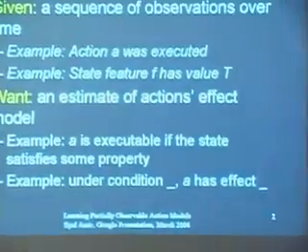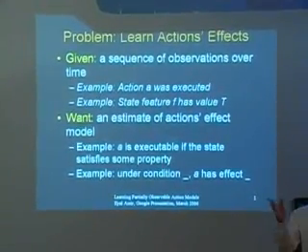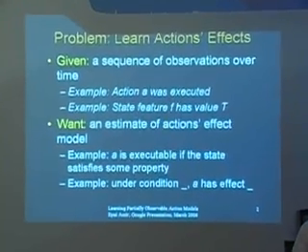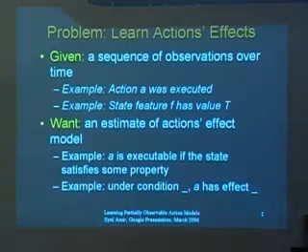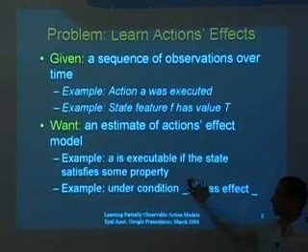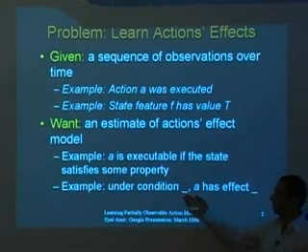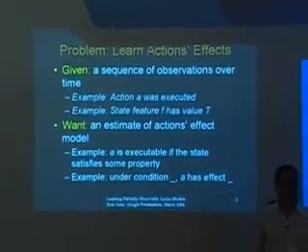So I assume that I'm given a sequence of actions and observations. I see somebody, say, behind somebody's back. I'm looking at what the user types, and I see what action the user makes on, say, a web page. I click a button, and I see what happens. So I see the user took an action, and then I see that some effect happened. And what I want is to estimate how the actions that the user is doing affect the world. So for example, I want something like A is executable if the state satisfies some property. And I want to find out if, under some condition, this action A causes some effect.